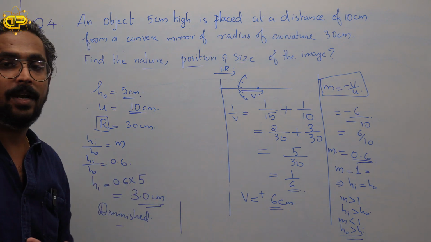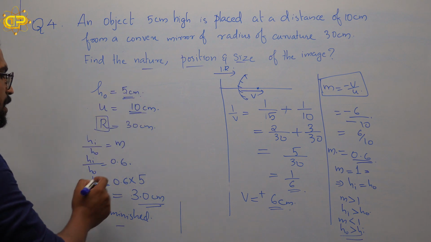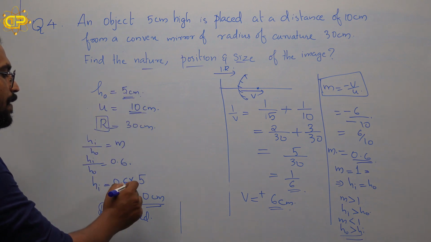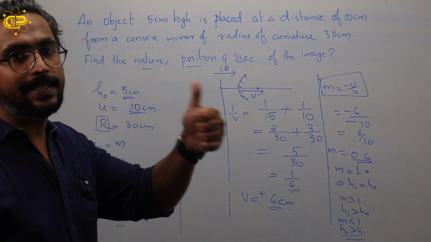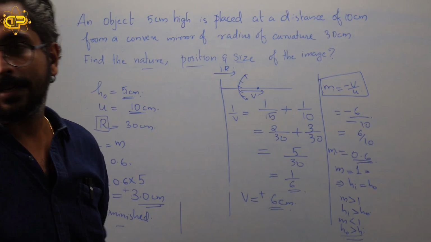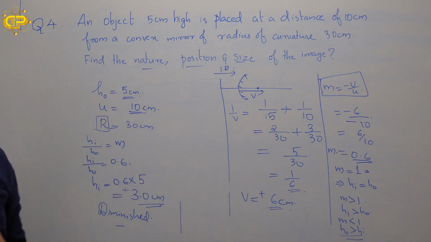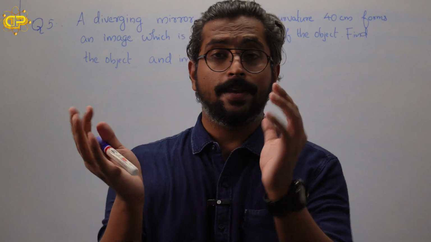So this is all about it. HO is 5 centimeter, HI is a positive value. Positive value of HI implies what? It is erect. And positive value of HO implies what? It is erect. So that's all for this thing. Let us pause the video and see whether you got the ideas, whether you got the correct values and all. So write it down. Okay, here comes another question.